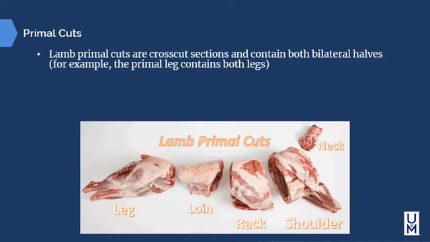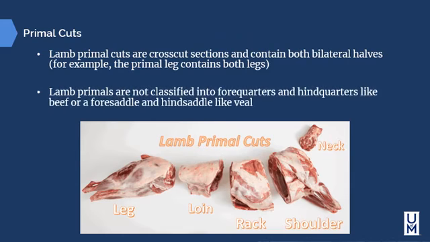Lamb primal cuts are cross-sections or cross-cuts and contain both bilateral halves, or both halves connected. For example, the primal leg contains both legs connected by the backbone. Lamb primals are not classified into forequarters and hindquarters like beef, or a foresaddle and hindsaddle like veal.